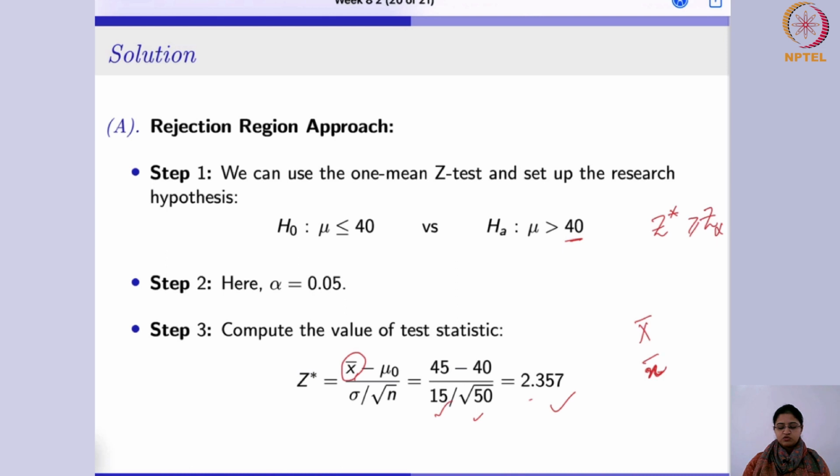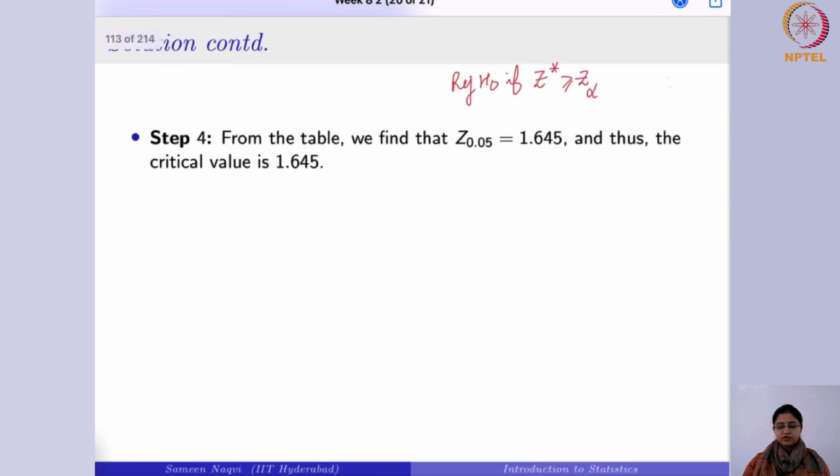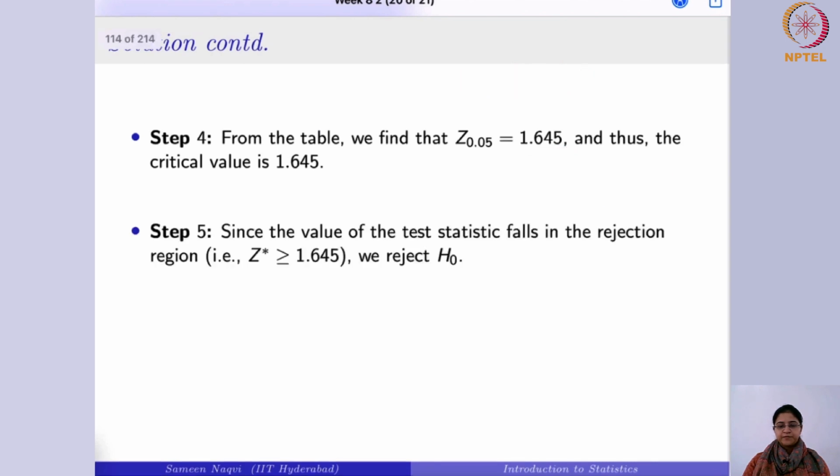The z star is 2.357. So you have to compare 2.357 with 1.645. So we can know that this is greater than that, right? Since the value of the test statistic falls in the rejection region, where the rejection region is basically those values of z star which are greater than 1.645, you reject the null hypothesis.